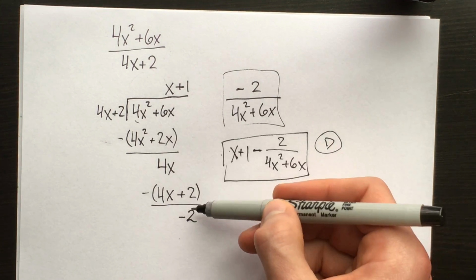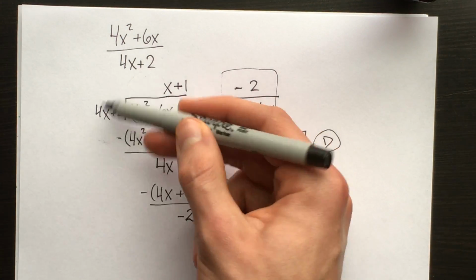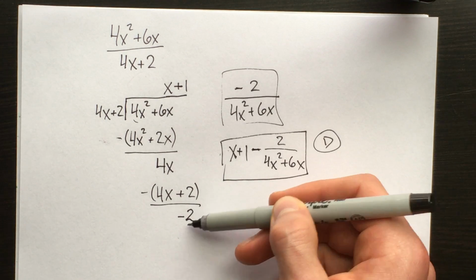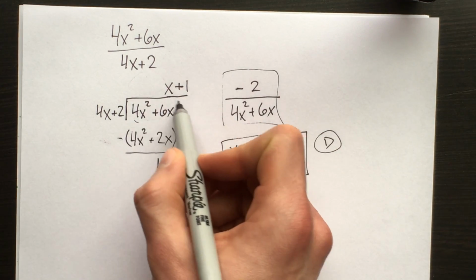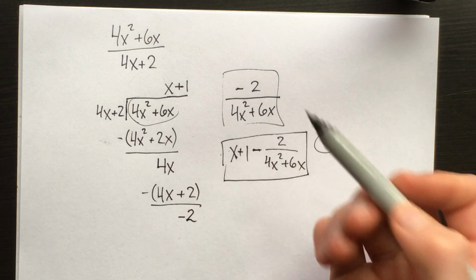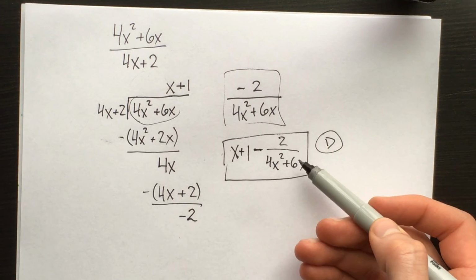And then finally, don't forget that if you get a remainder like this, where this doesn't go into this a single time, you just put that remainder over your original thing that you're dividing, and that's it. And you just add it to your answer. That's how you get your remainder.